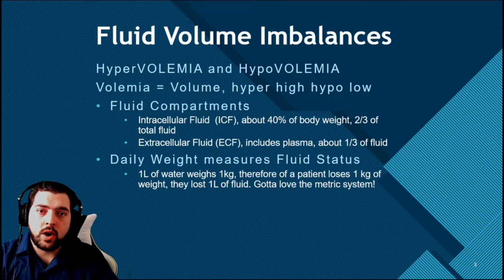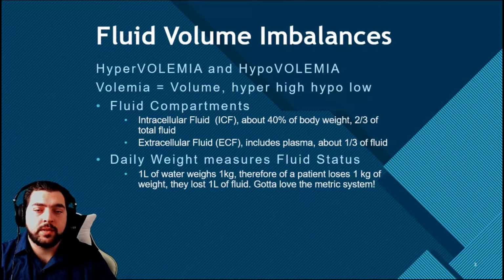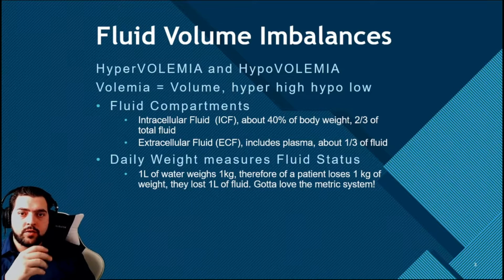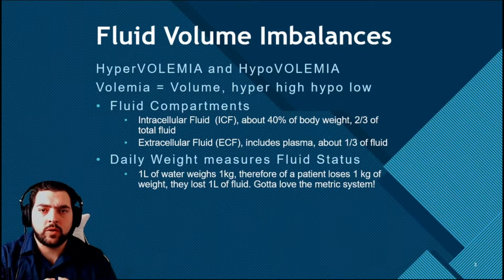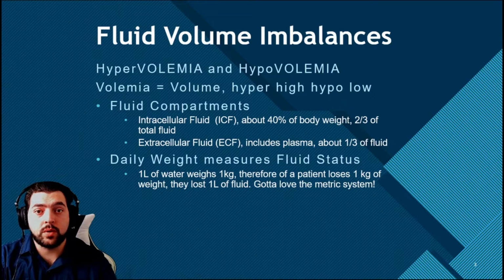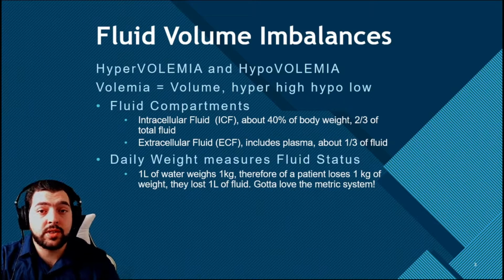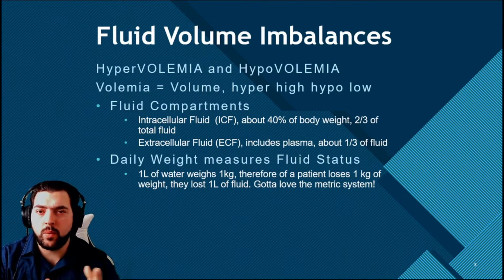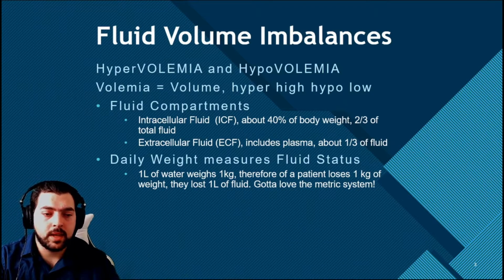There are multiple fluid compartments. There's the intracellular fluid, abbreviated as ICF. That accounts for about 40% of your total body weight and about 2/3 of your total fluid. And extracellular fluid, which includes your plasma. However, it's not just your plasma, meaning it's not just your blood. It's also the fluid in between your cells, the interstitial fluid. This is about 1/3 of your total fluid normally.